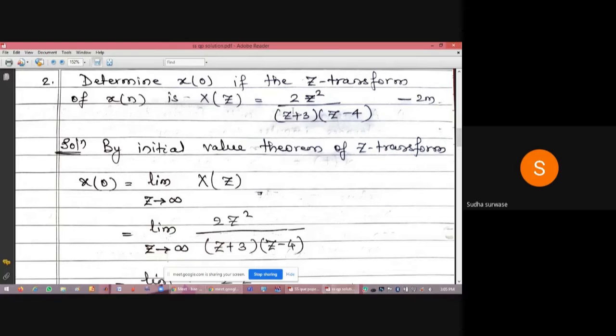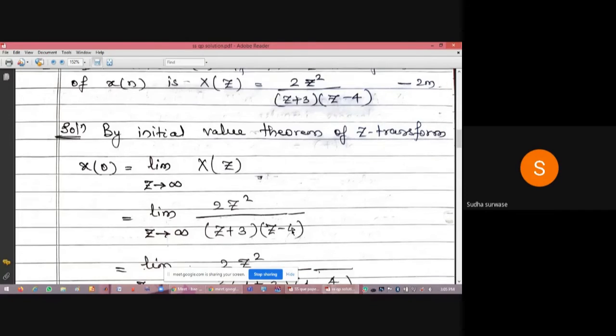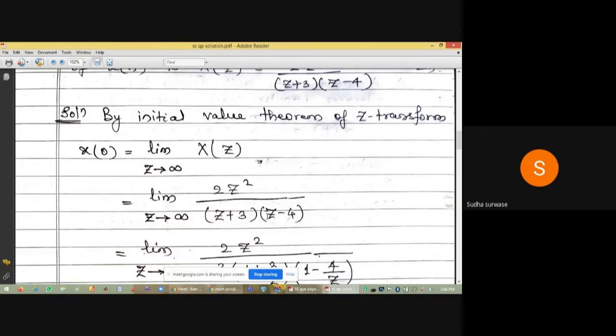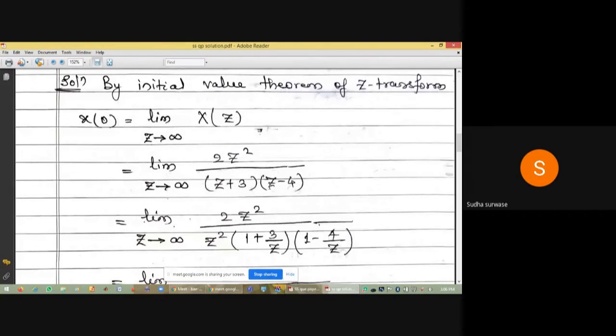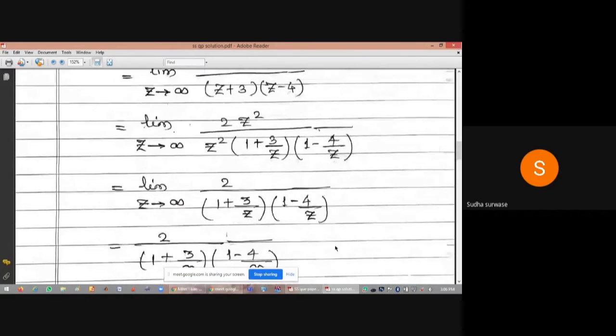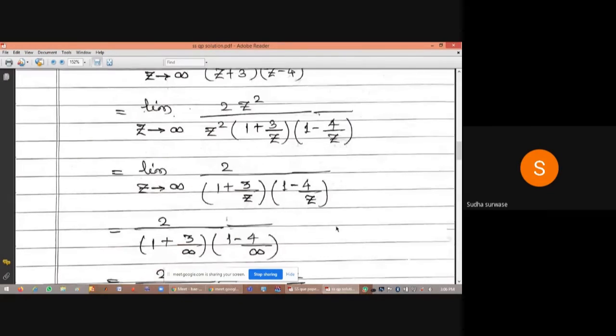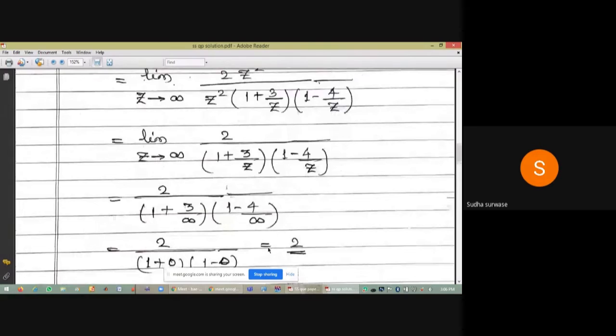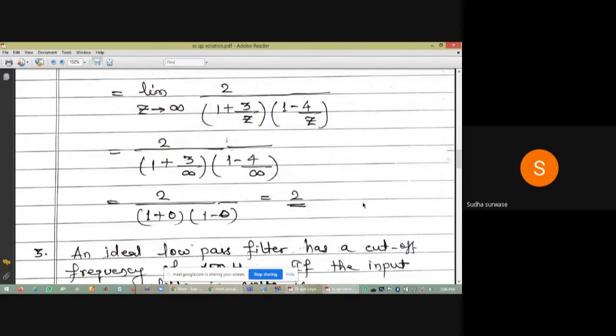So X of z is given to us. We can substitute X of z and take the z term common from the denominator. We do have z from the first bracket, and the second bracket will contribute z square in the denominator. The numerator and denominator terms get cancelled, and we get limit z tends to infinity of 2 divided by (1 plus 3 by z) into (1 minus 4 by z). If z tends to infinity, then 3 by infinity is 0. In the second bracket, 4 divided by infinity is again 0. So the overall answer is 2. x of 0 is equal to 2.